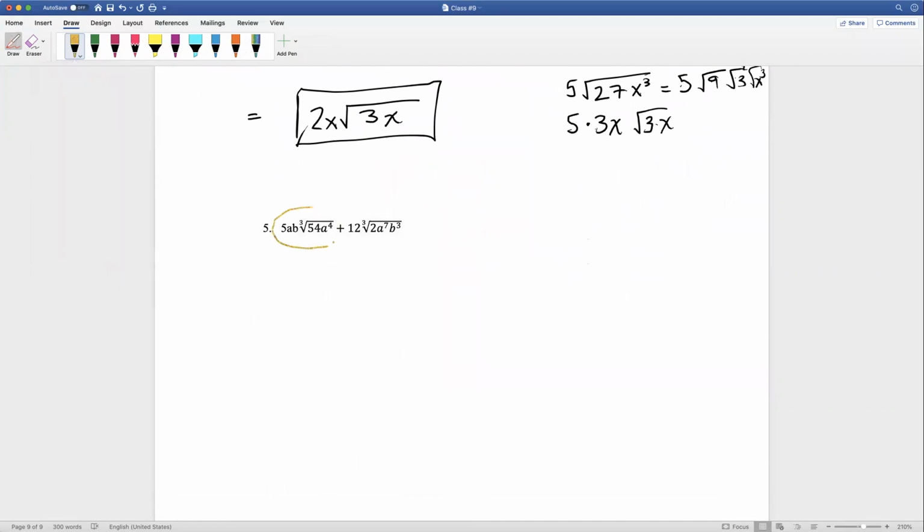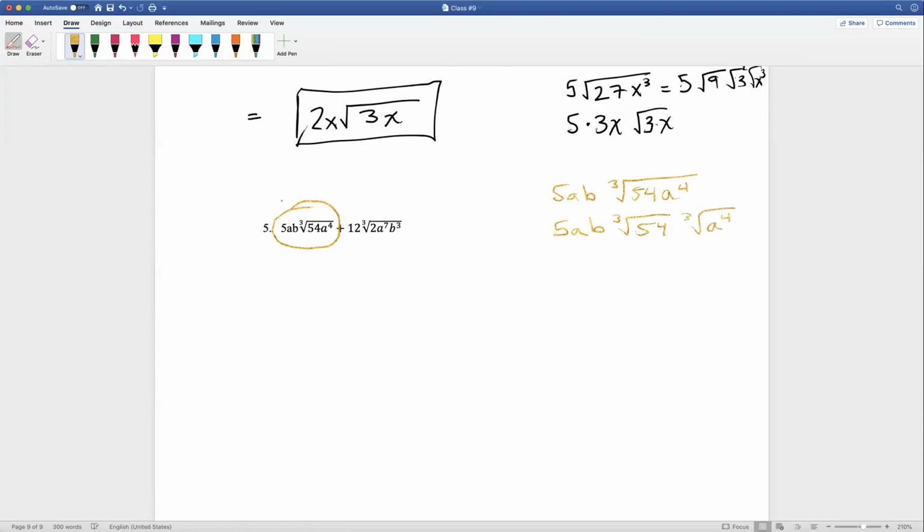Let's use a fancy gold pen over here, I like that. So I'm just going to put this guy off to the side. We have 5ab times the cube root of 54a to the 4th. Let's talk about what we can do to break this up. So I'm just going to rewrite the 5ab. That's on the outside of the radical, so we don't have to worry about simplifying it. Let's take a look at the cube root of 54, and then let's take a look at the cube root of a to the 4th.